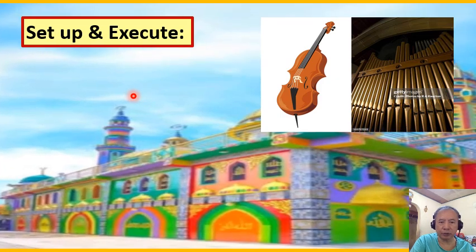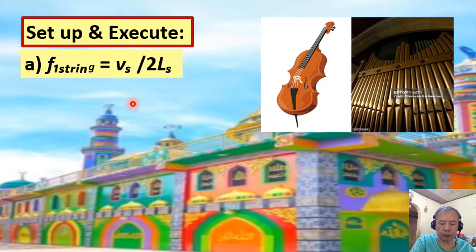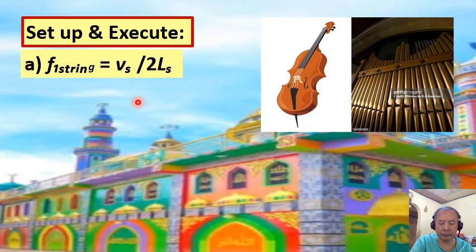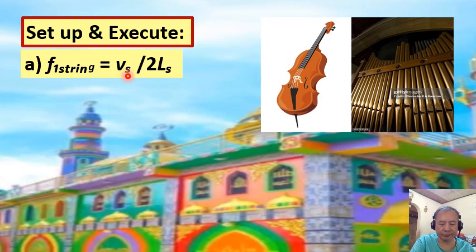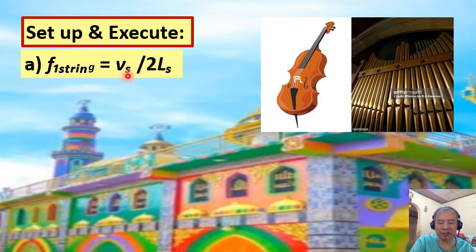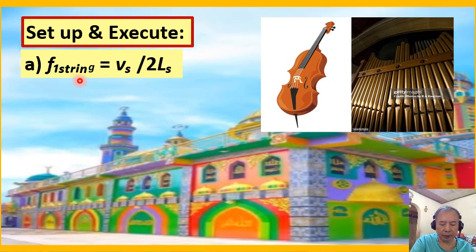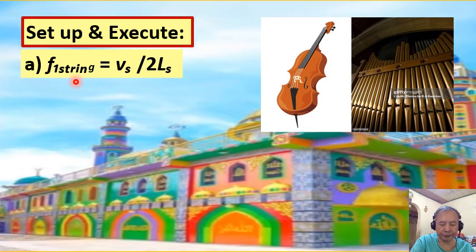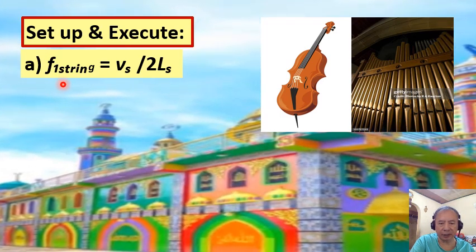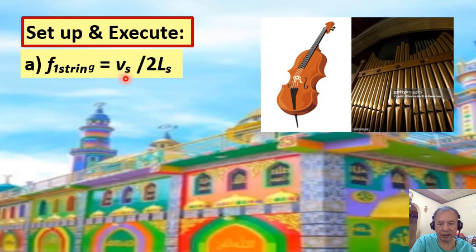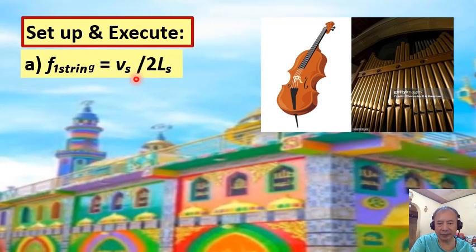On to our computations. In part A, we compute the speed of the sound wave, denoted by v sub S, in one of the strings using this formula relating the fundamental frequency, the speed of the wave, and the length of the string.